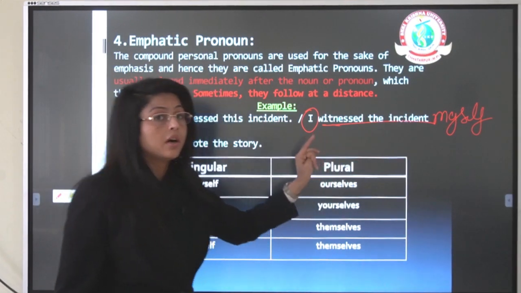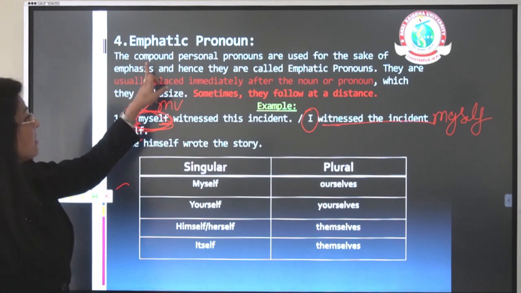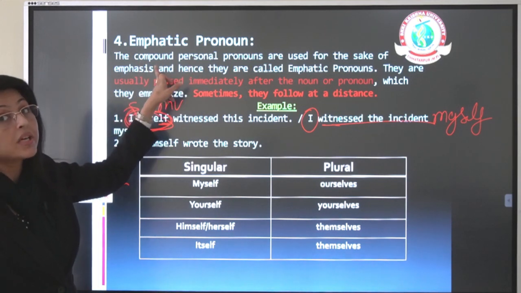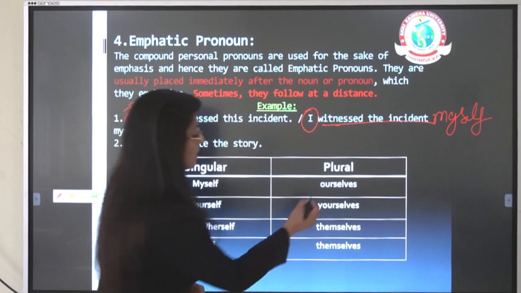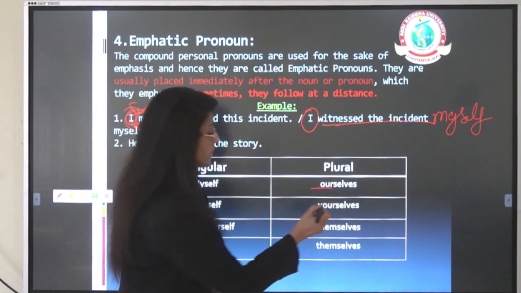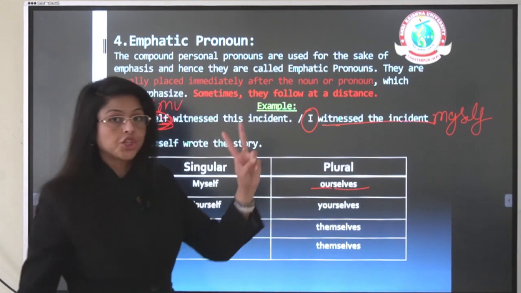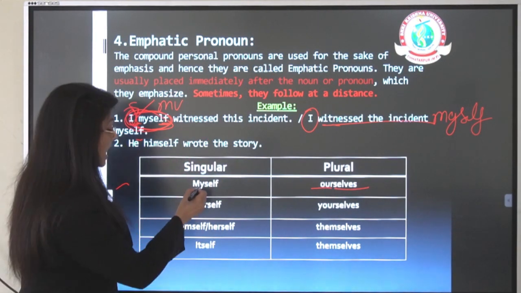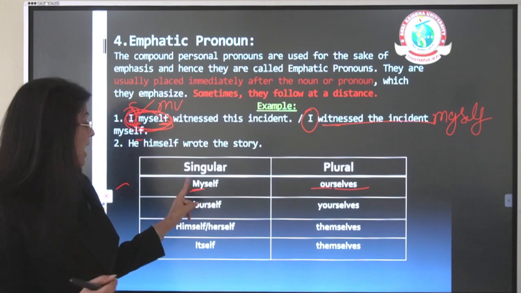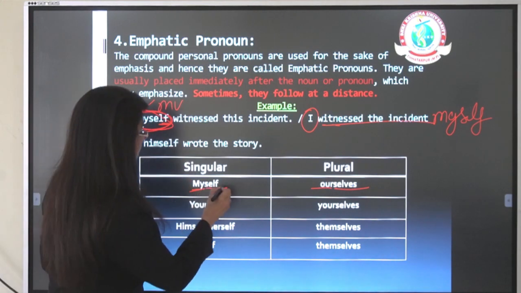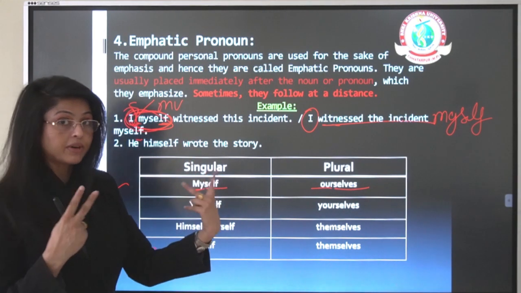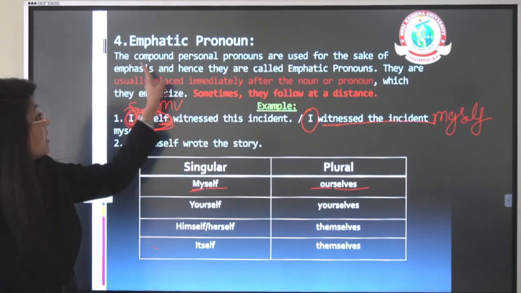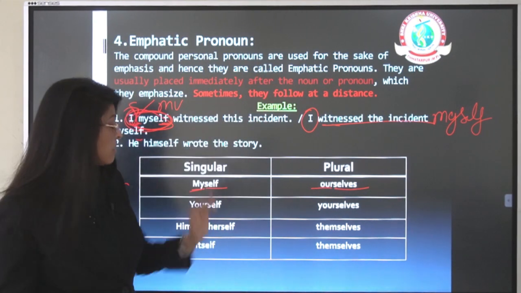And hence I am using these kinds of pronouns. Now, why is the word compound used here? See, our is one, selves is two. Two are combining together, that is compound. My for the singular, my is one, self is two. So, there are two pronouns, right? Myself. That's why it is called compound personal pronouns.